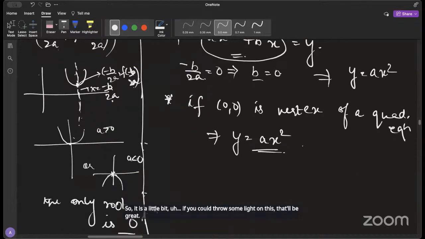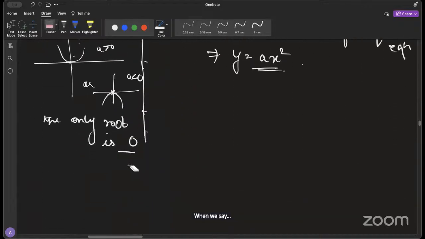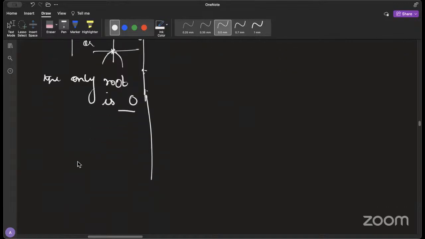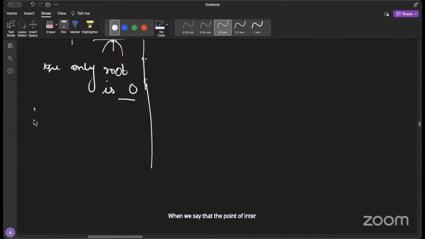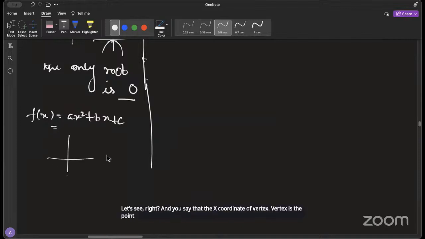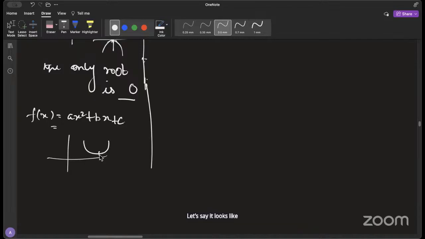Okay, when we say that the point of intersection is, let's say you have f(x) equals ax squared plus bx plus c, right? And you say that the x coordinate of the vertex is this point. Let's say the graph looks like this. Then the vertex is this point, and it has two coordinates, x coordinate and y coordinate. So the x coordinate is minus b by 2a of this point. And how do I find the y coordinate?